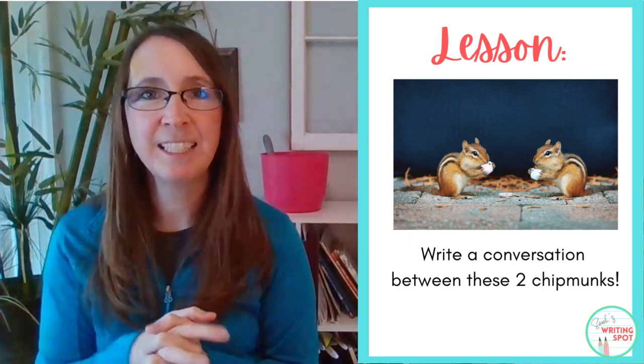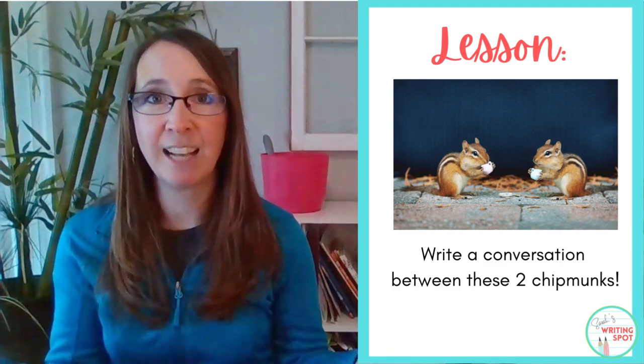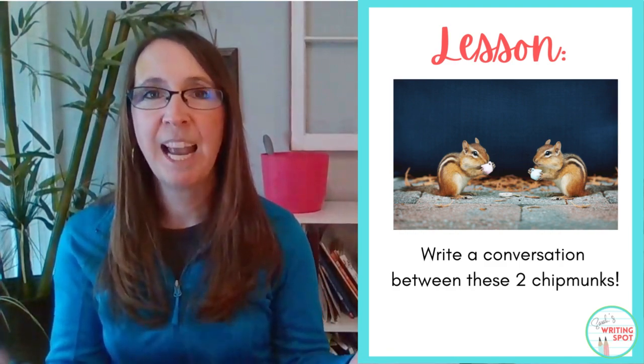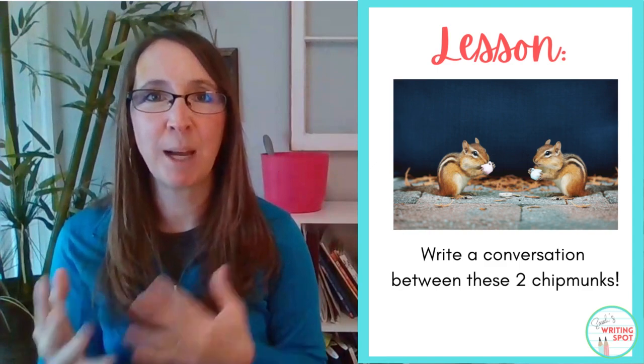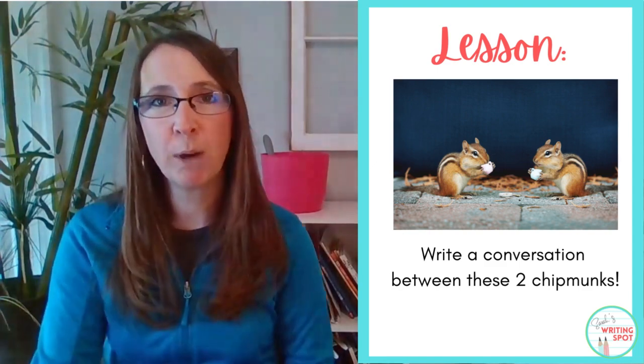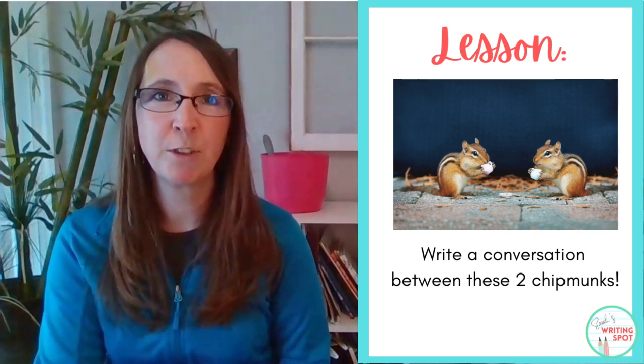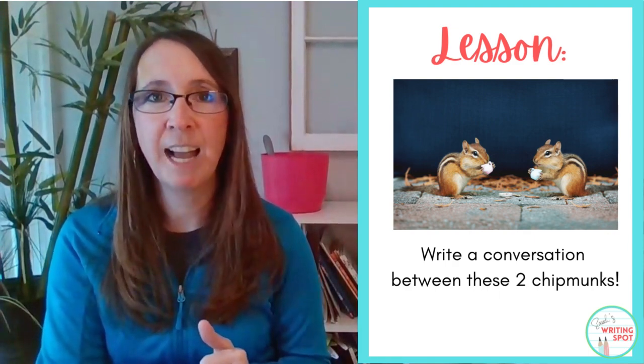So in this case, if I flashed this picture up, I'd say, write a conversation between these two chipmunks. Now, I always model first. So in this case, I might do it together as a class or as a group, and we can take turns coming up with ideas of what they might be saying to each other. And then after we practice as a class, then I might put some pictures up for students to practice on their own by themselves and share with a partner or share out with a class.